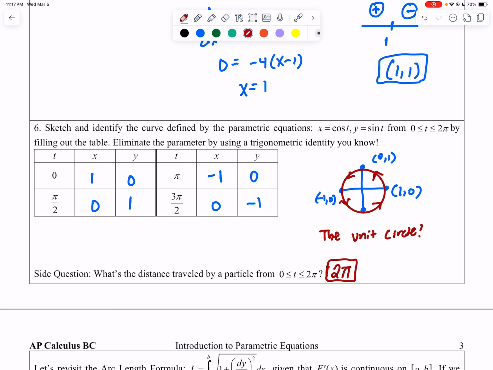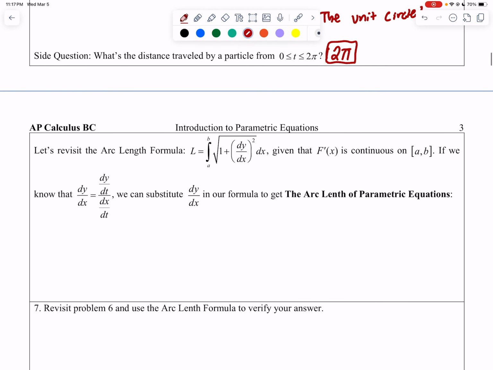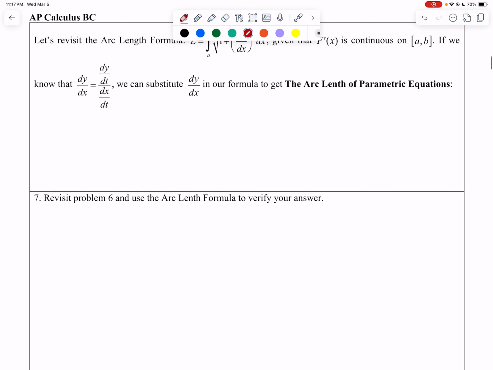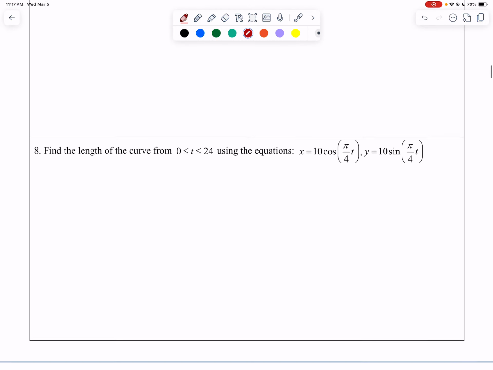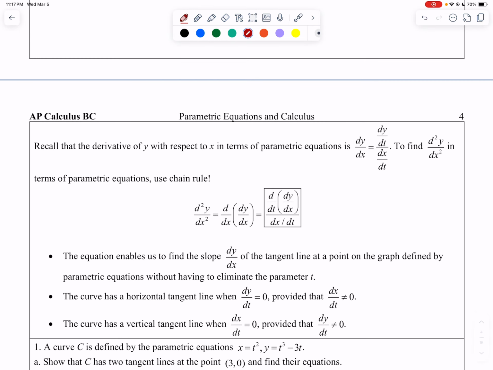Now, what we're going to be doing next in class is figuring out what the arc length formula is, and then using that formula to help us with number 7 and number 8. And then we'll move on to the parametric equations of calculus.